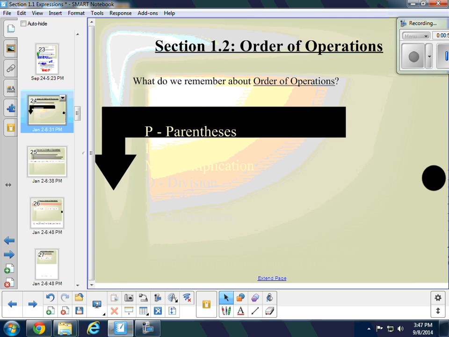P stands for parentheses, so in some kind of problem with a few operations to do to find the answer, I can usually look for parentheses first. Exponents, power. I'll take care of that next.